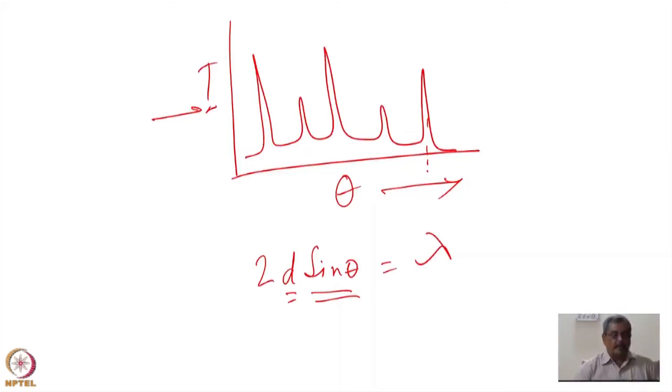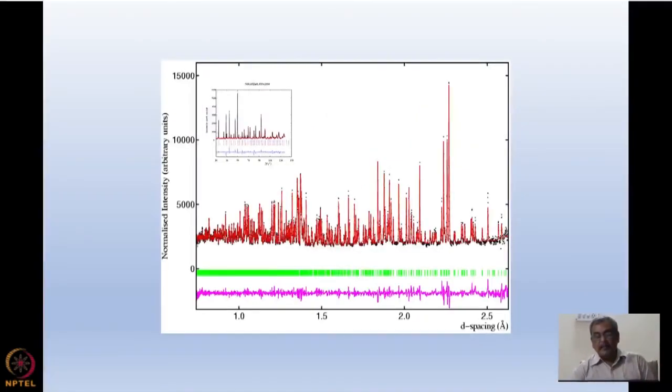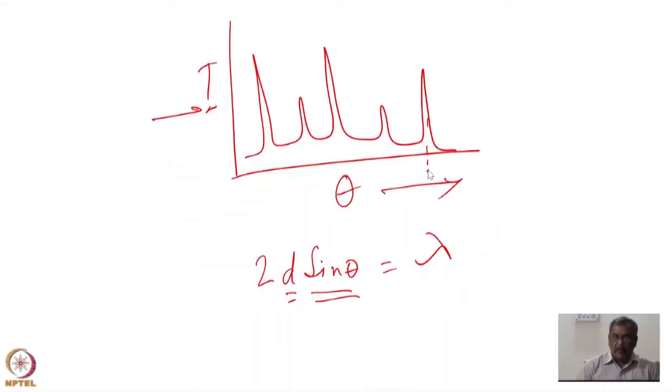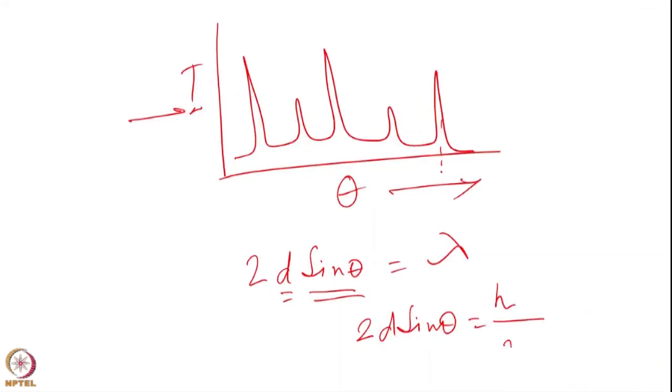On the other hand, if I see the time of flight spectrum, you can see as the d-spacing increases, the formula that I wrote, 2d sine theta equal to lambda, which is h by m l t. So you can see as the d-spacing increases, the time of flight increases for the given fixed flight path and at a given fixed angle.